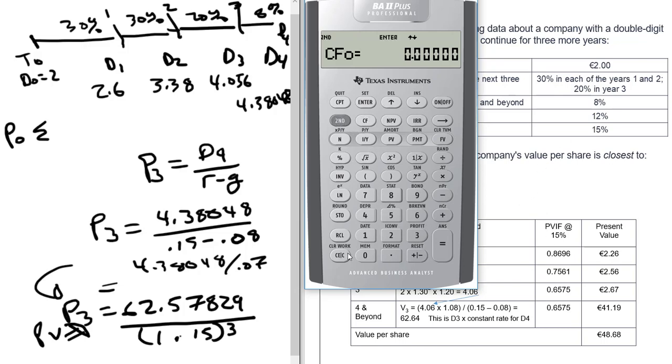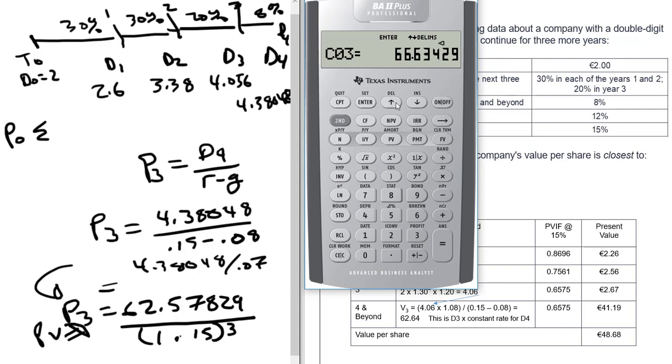So let's go to our cash flow. Second, we're going to clear our work. Okay, so cash flow 0 is going to be 0. We arrow through that. The first dividend is 2.6. Hit enter. Arrow down. Frequency is once. Cash flow 2 is the second dividend, which is 3.38. Enter. Arrow down. Frequency is once on that. Cash flow 3, 4.056. That's the last dividend. And we're going to add in P3, so it's plus our 62.57829, and that's going to give us our last cash flow, 66.63, which is D3 plus P3.